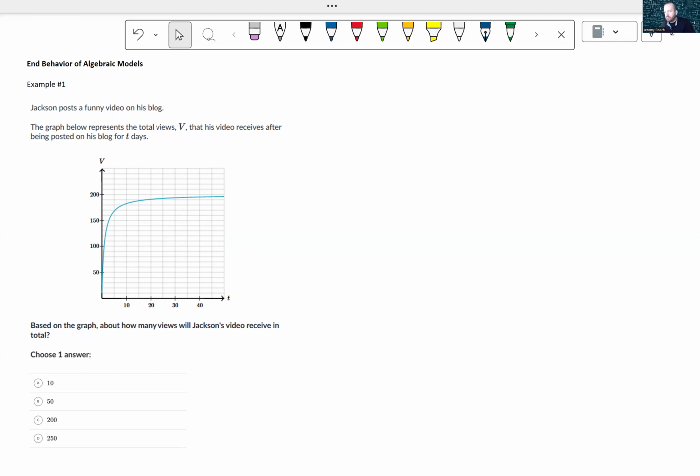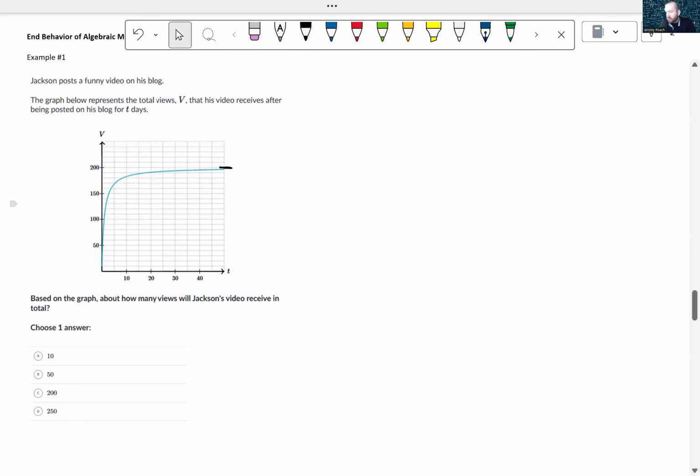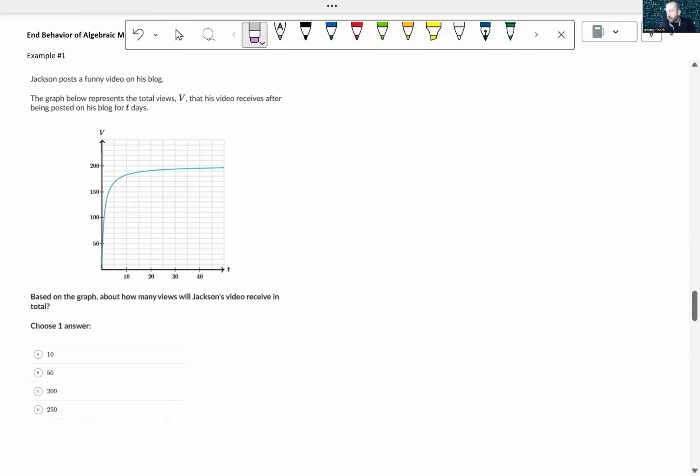And so if we look at this, it looks like this is sort of leveling out at a certain value. So if we continue, where t is getting larger and larger to infinity, it appears that it's approaching y is 200, or v is 200. So based on this trend, the end behavior is telling us that there's a limit at 200. So we can say it's leveling out at 200 or approaching a limit of 200.